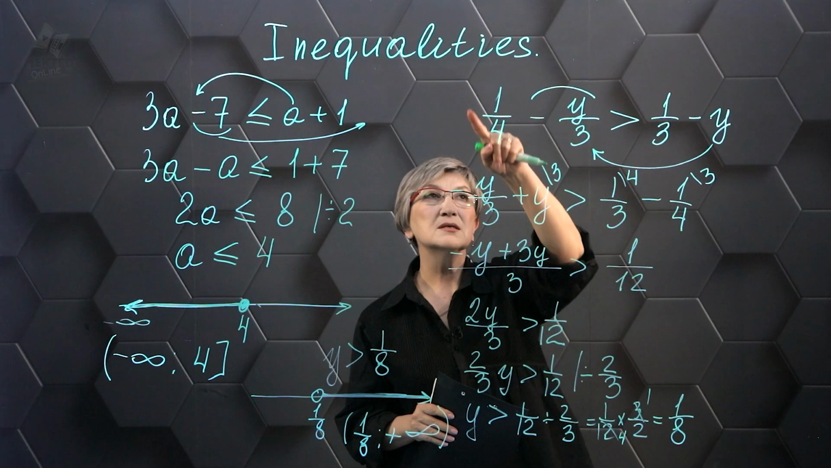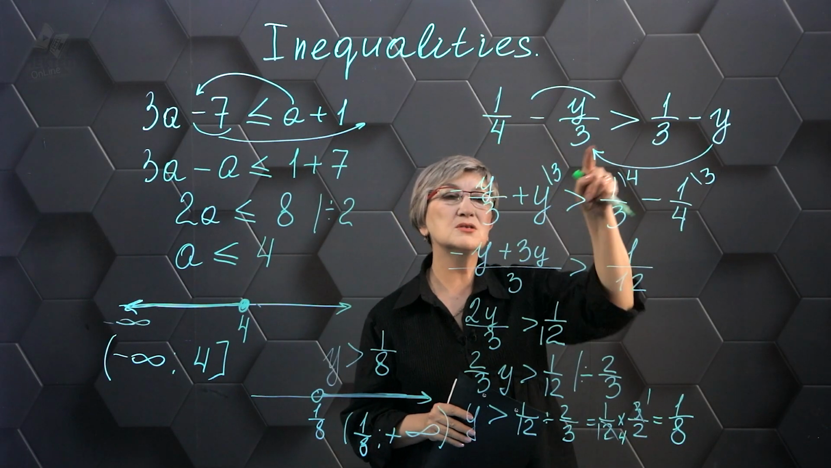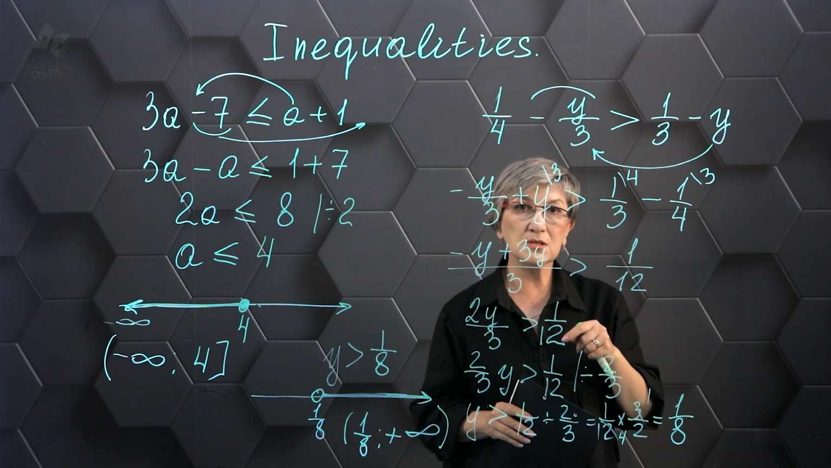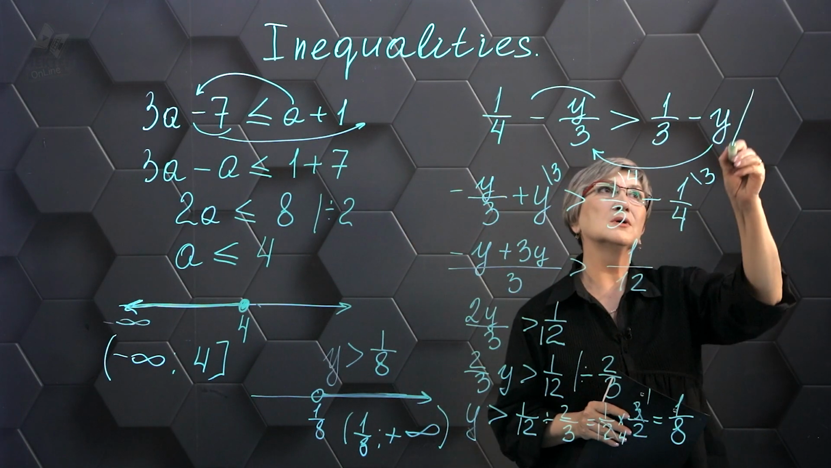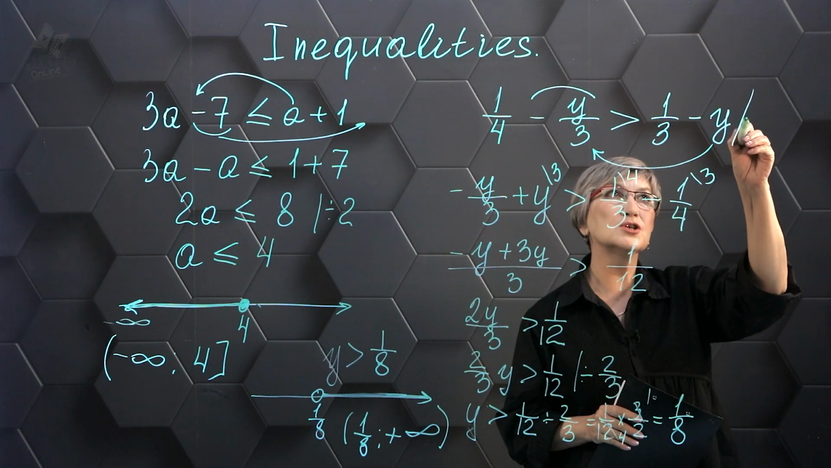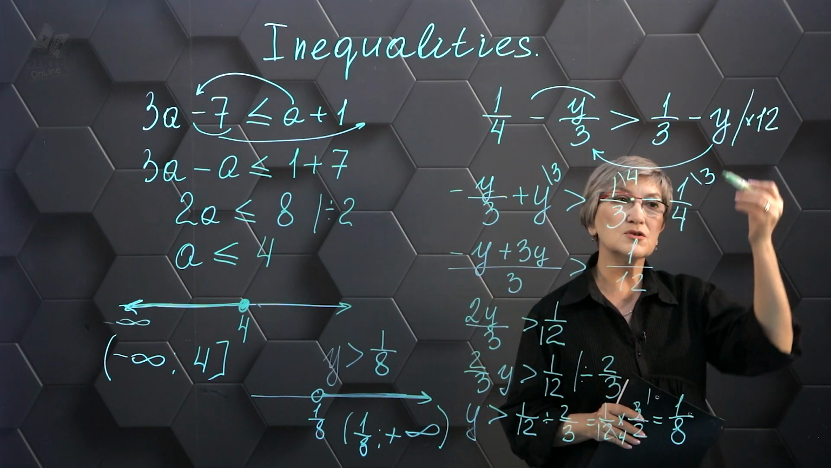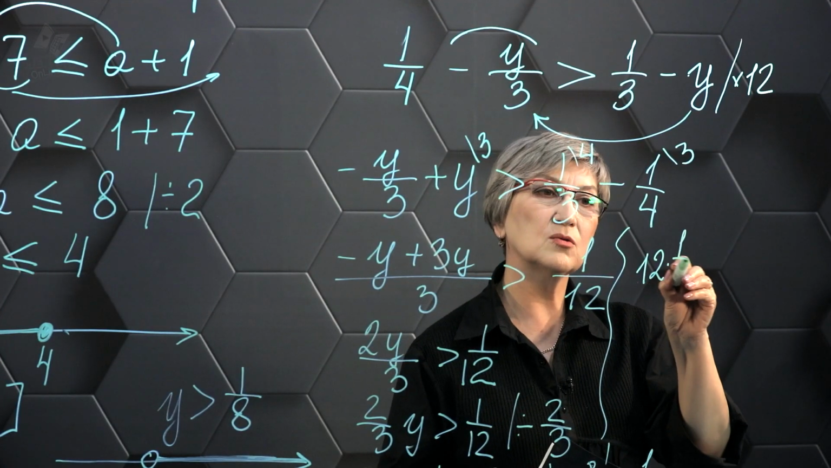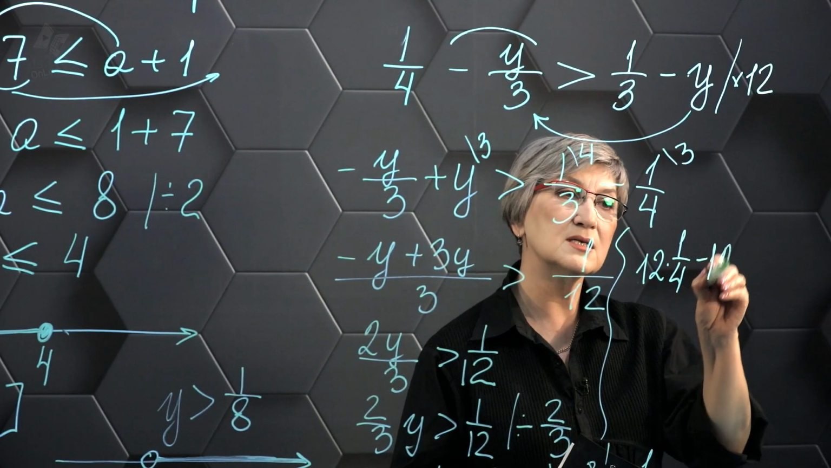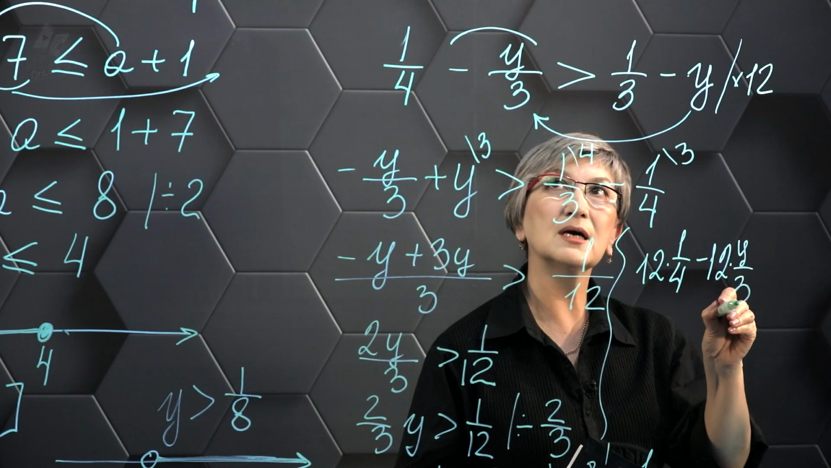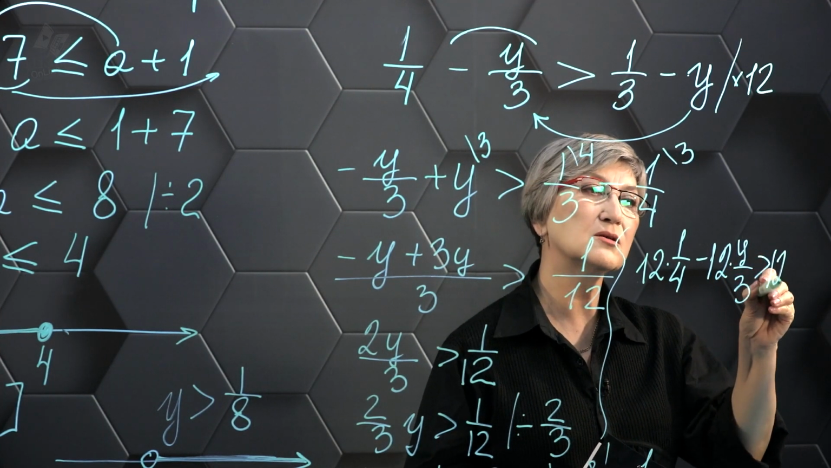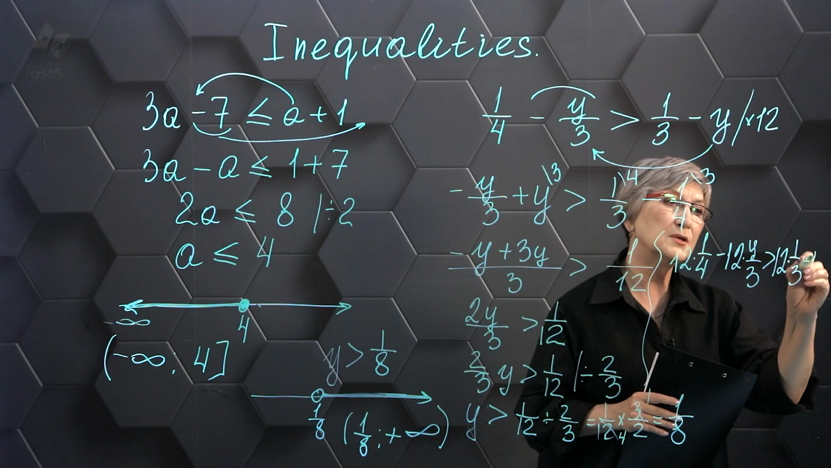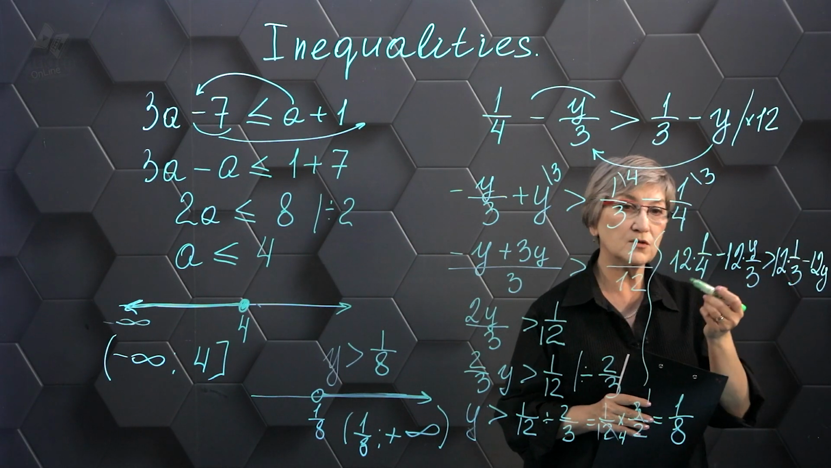I want to get rid of the denominator. Let's remember how we can get rid of the denominator. Multiply this inequality left and right by 12. The result is 12 multiplied by 1/4 minus 12 multiplied by y divided by 3 is greater than 12 multiplied by 1/3 minus 12 multiplied by y.